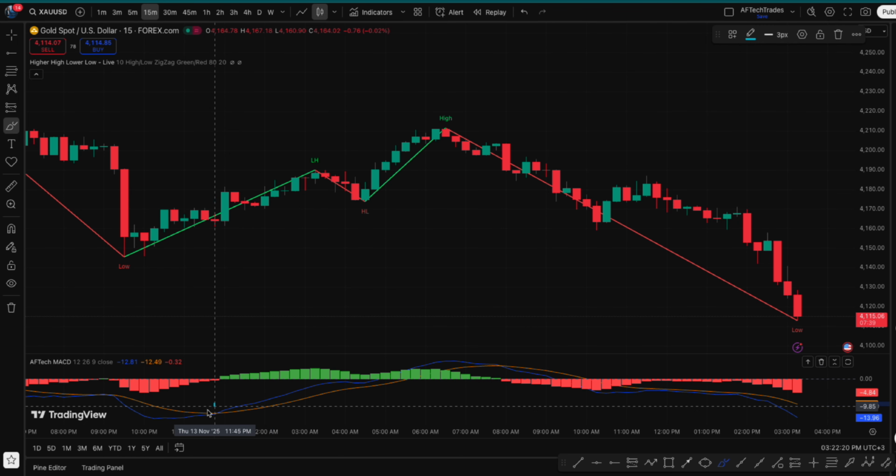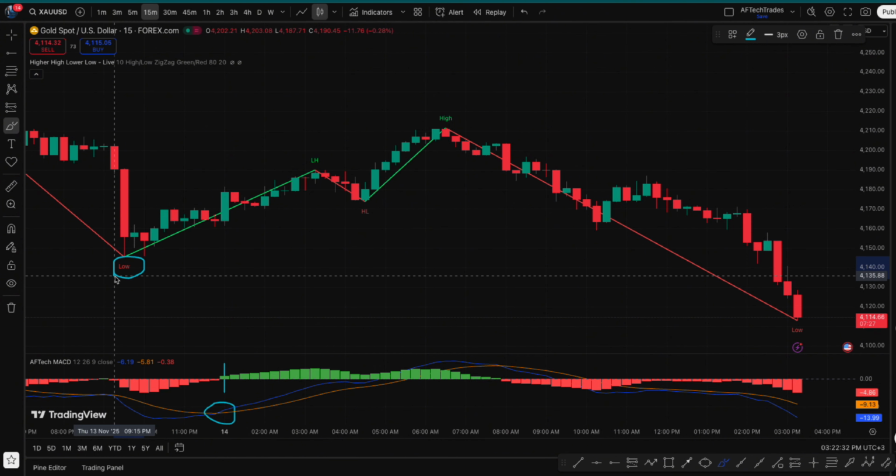Let me circle it for you to see. And you're not entering with this first green histogram. Remember, you already have a market structure from here saying that there is a low here, right? Meaning you should enter for a buy.